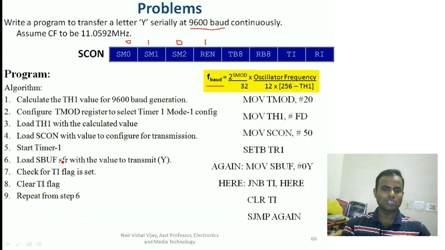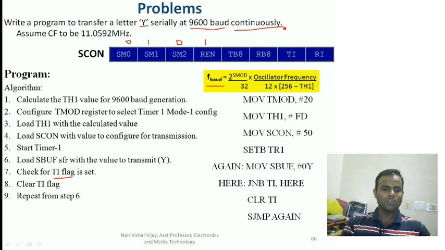Here the value we need to transmit is Y, so load it with the value Y. Now once you load it with the value Y, you know that its 8-bit data will start getting transmitted. And once the 8 bits of data are transmitted, your transmit interrupt flag is set. Once the transmit flag is set, you know that the data Y has been sent once, and then you have to clear the transmit flag and repeat this step from 6 onwards again and again so that you send this value continuously. So as per the algorithm, just write your program.